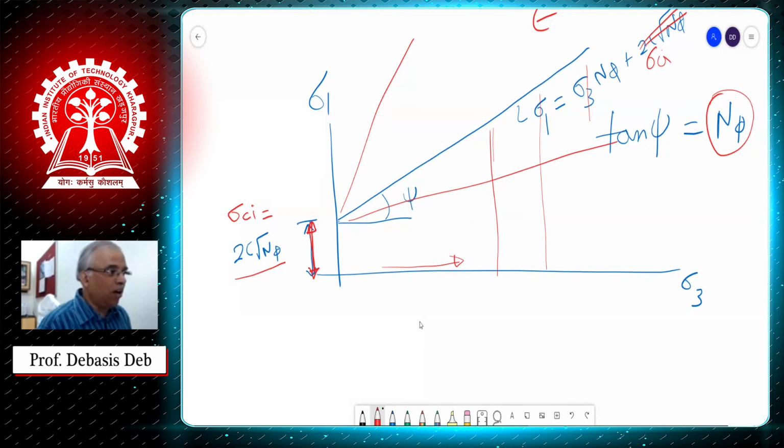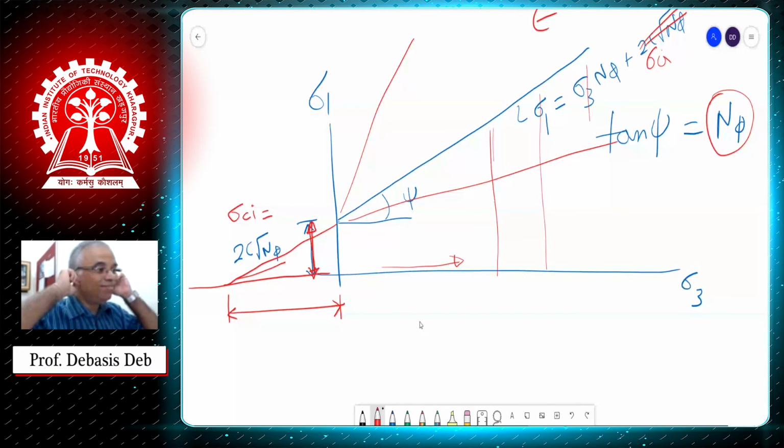Good. Now, I again extrapolate it. I take it down here. Can anybody now tell me what this is? First, tell me what is the value of this? What will be the value of this?